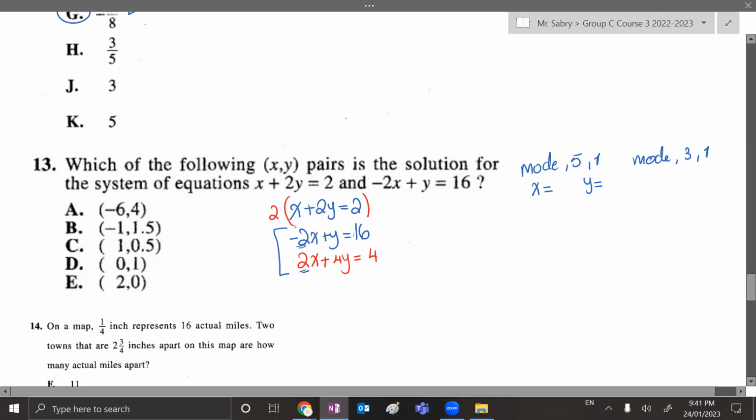عشان eliminate each other, I have to add them up. Then negative 2 plus 2 will cross each other. Then 1 plus 4 will become 5y. Then 16 plus 4 would become 20, which then means that y equals 20 divided by 5, which is 4. I got the coordinate of the y. If I need to find the x, I'll substitute this into any of the equations. But when you look at the choices, A is the only choice with the y coordinate 4, so A is definitely the correct answer. There's no need to find the x.